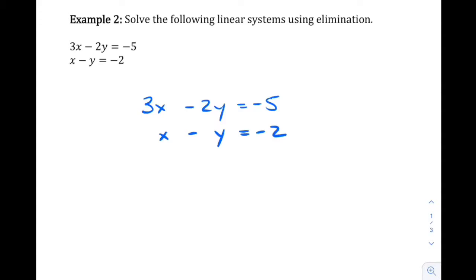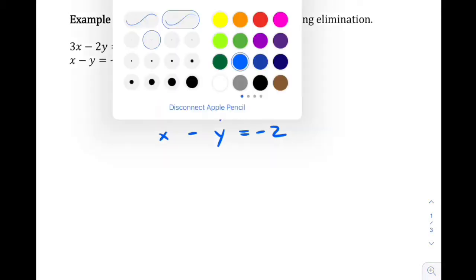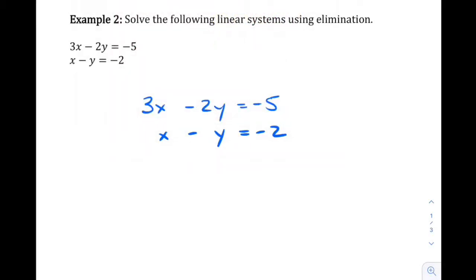So the first step is we want to have the same coefficient in front of one of our variables. This is where we decide. Right now I look at this one and I see 3 in front of the variable on top and 1 in front of my variable on the bottom. So they're not the same. I look over here and I see that the variable on top has a negative 2. The variable on the bottom has a negative 1. So they're not the same. So I need them to be the same.